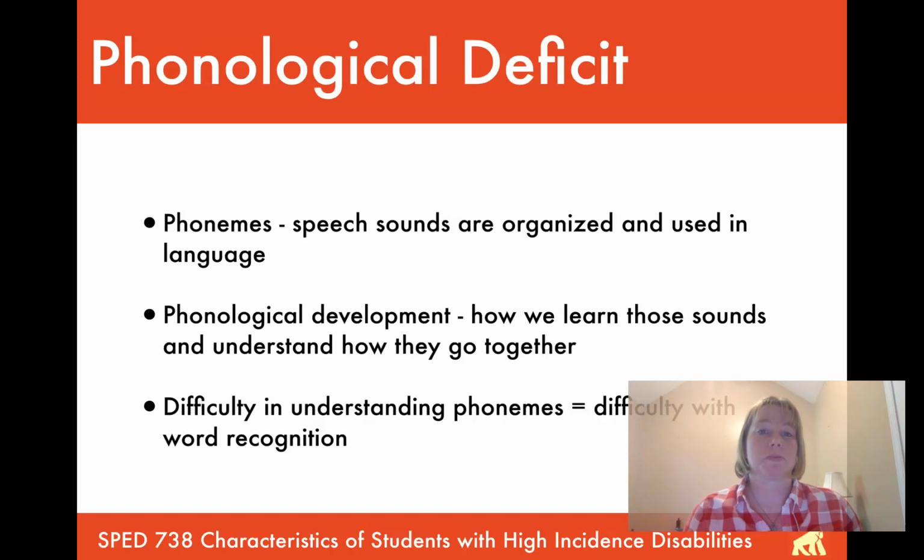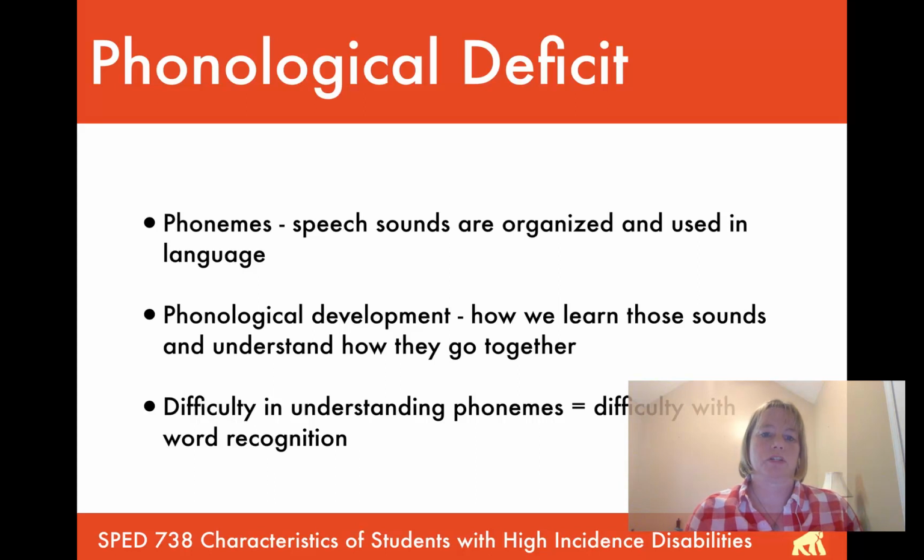When we look specifically at what a phonological deficit is, here we're talking about several things. We're talking about phonemes. So do students understand how speech sounds are organized and used within language? To give you a really easy example, do they understand that when you put a C and an H together, they make the sound "ch"? They don't sound like "k-huh." They have that combined sound. So the students have a really good understanding of those speech sounds.